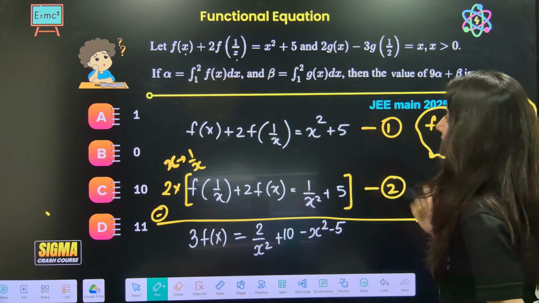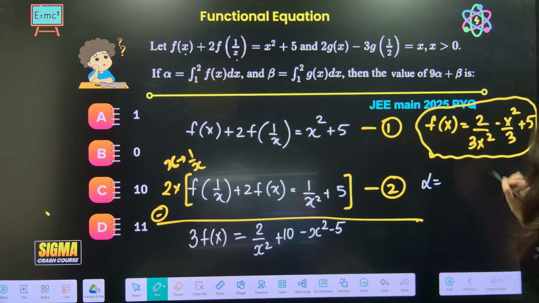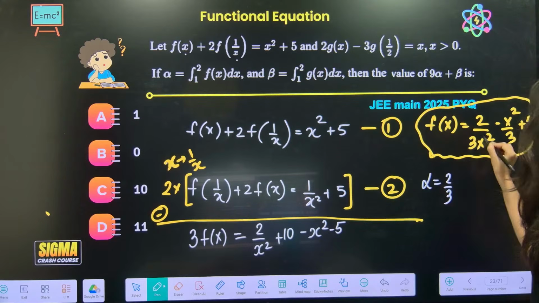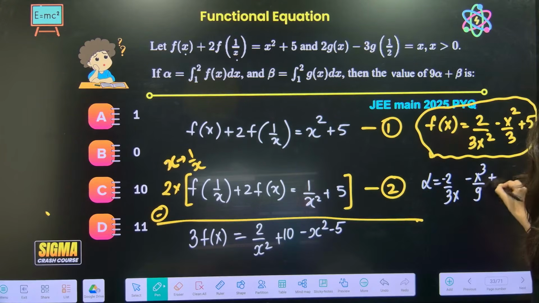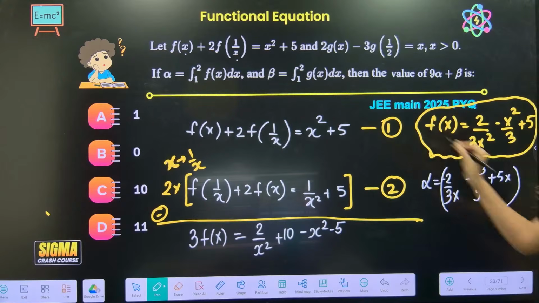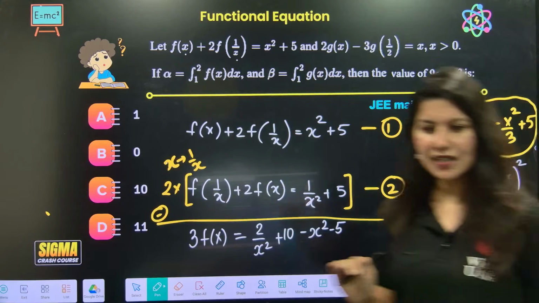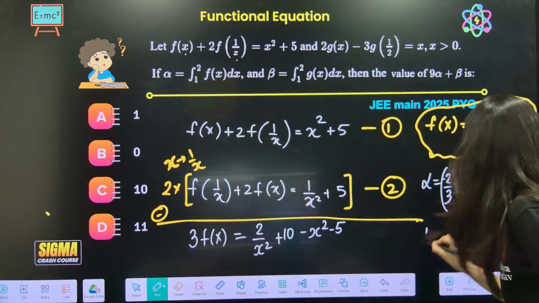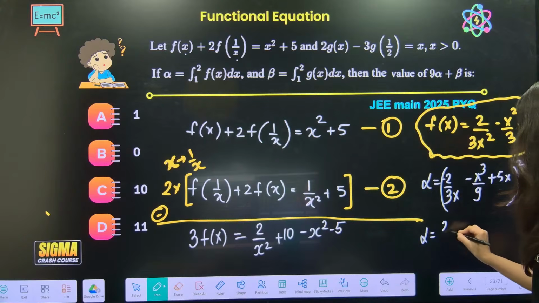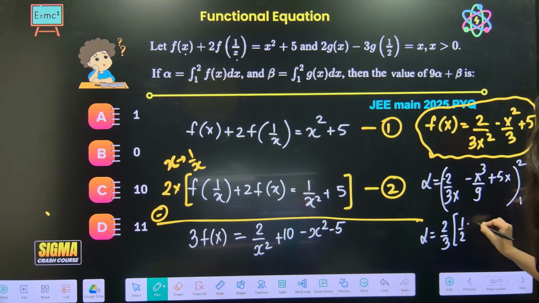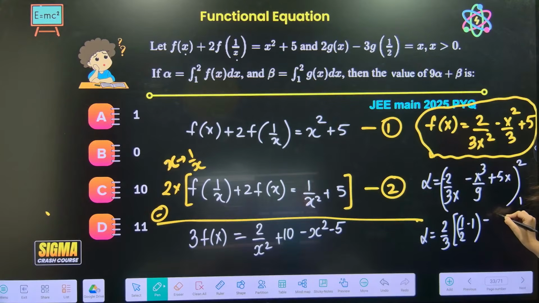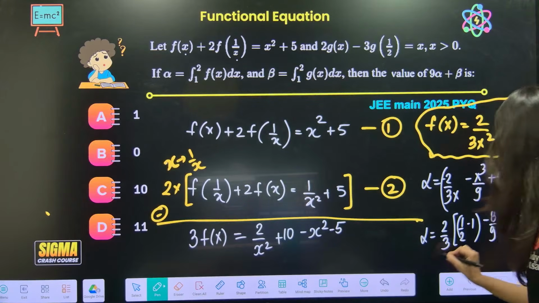Alpha. What is alpha? Integration. So alpha will be integrate now, everybody. So 2 by 3, integration of 1 by x square is minus 1 by x, minus x cube by 9, plus 5x. And now just apply your limits 1 and 2. Definite, easy basic integration we are doing. Okay, so alpha will be what? If you put 2, so 2 by 3 and this is 1 by 2 minus 1, minus now this is 8 by 9, minus 8 by 9 and this is plus 1 by 9 and plus 5.